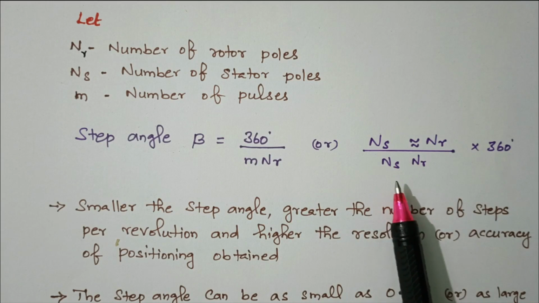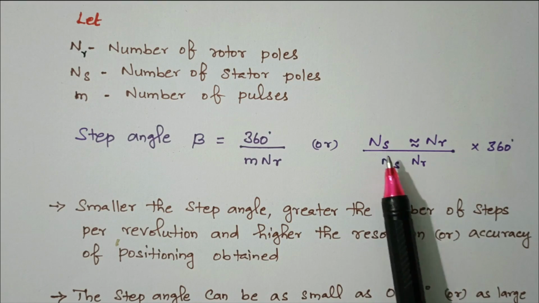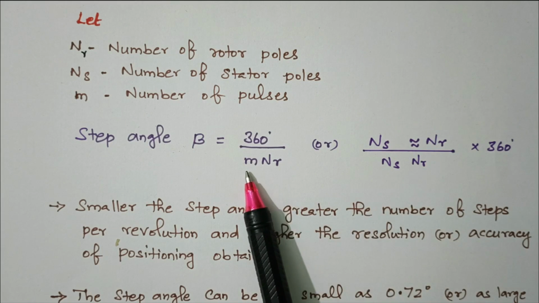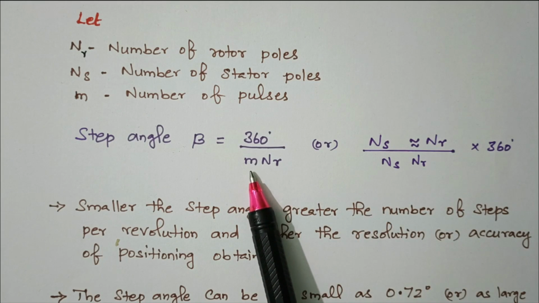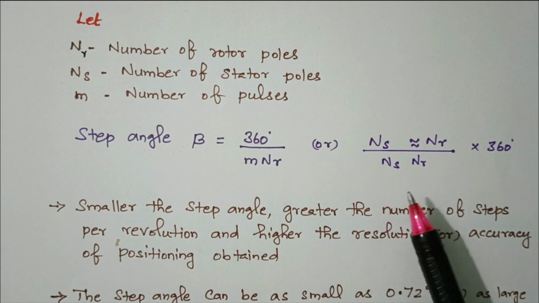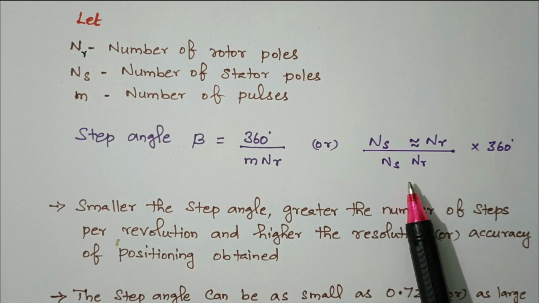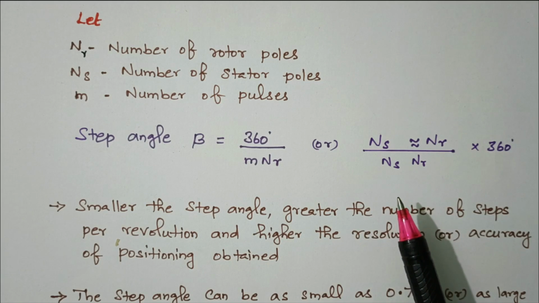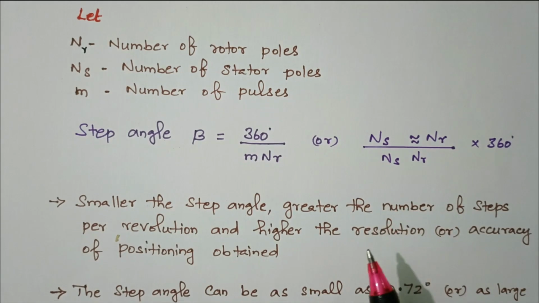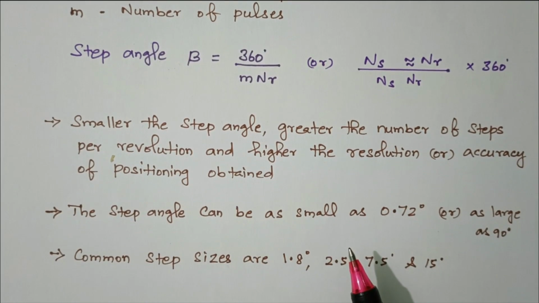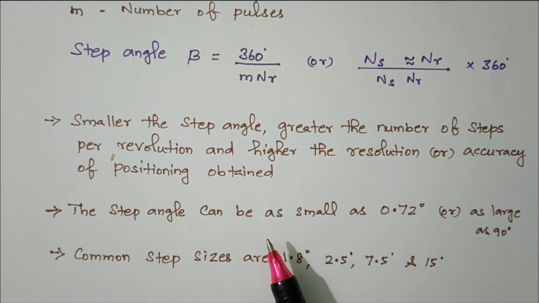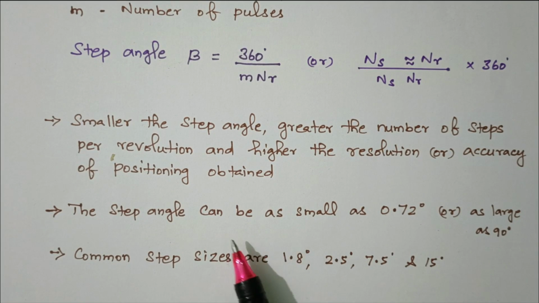This Ns and NR are almost fixed during the construction itself: number of stator poles, number of rotor poles. So this M will decide the step angle. The number of pulses we can decide. So based on the operation, based on the excitation, based on the pulses, we can get the different step angles. Now we'll see how we are getting the different step angles. The stator and rotor poles are almost fixed. Based on the operational method, we can get the different step angle.